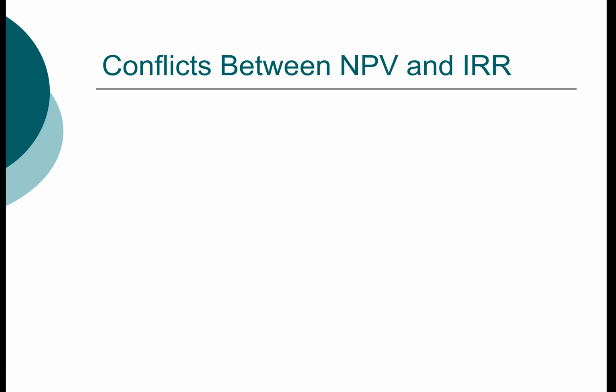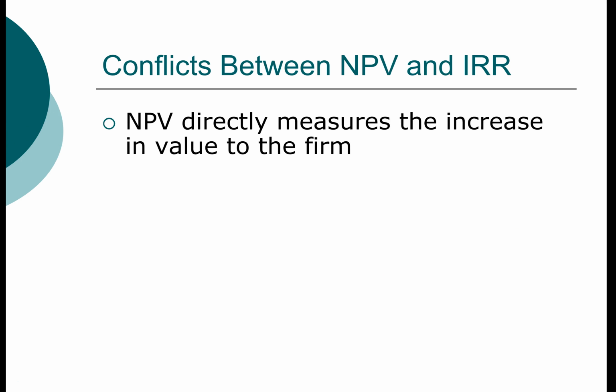Hello, welcome back. In this lecture, we're going to focus more on the conflicts between the net present value method and the internal rate of return method when we are evaluating mutually exclusive projects. So just to recap what we have talked about, the net present value method measures the change in value to the firm. So this is a dollar amount, whereas the internal rate of return measures the percentage return of a project.